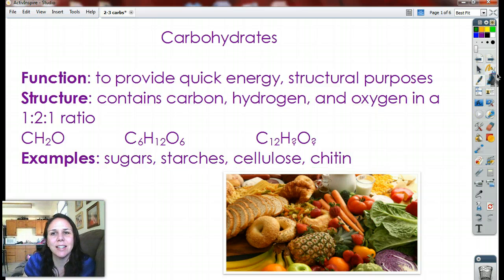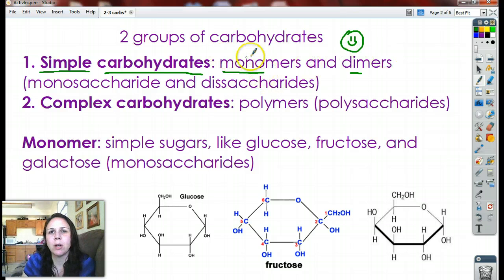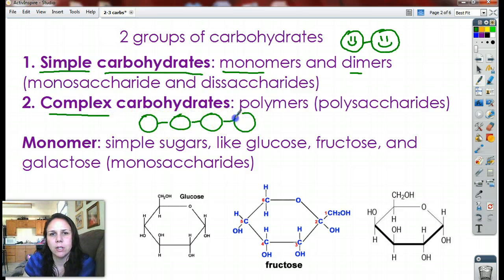Alright, so that is the basics of carbohydrates. There are two main groups of carbohydrates. First one we call simple carbohydrates because they are very simply put together. They're basically monomers and dimers. So if we think of, remember the smiley faces from the previous one? So simple carbohydrates are just monomers or dimers. Dimer just means two of them stuck together. Complex carbohydrates means a whole bunch of them strung together. So the monomer strung together in a big long chain makes up a complex carbohydrate.